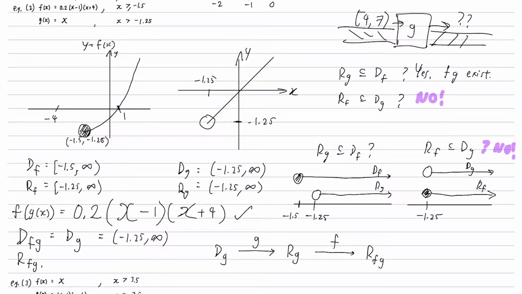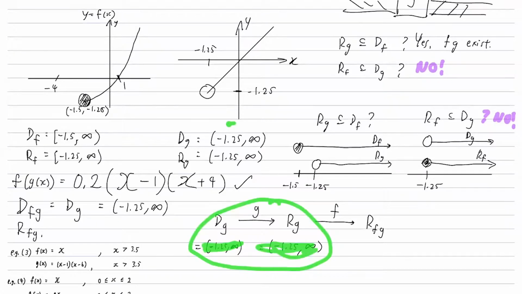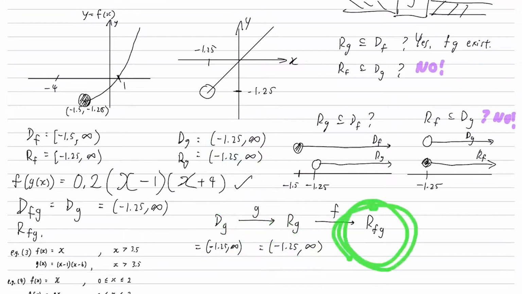So let's figure out step by step. What is DG again? Round bracket, negative 1.25, infinity. Pass it through G. What do you get as the range? Negative 1.25 positive infinity. Very good. So what you should realize as you keep on doing all these examples is that the first step, DG and RG should always be the same. Copy, paste only.